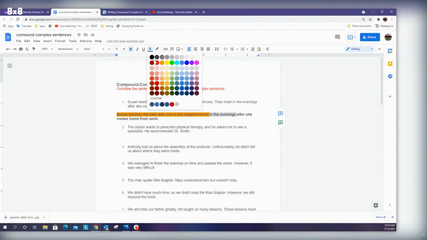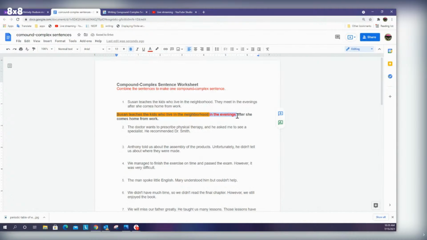Wait a minute, she teaches the kids. Okay, in the evening, okay. In the evenings is dependent, and then after she comes home from work. So after she comes home from work, okay, there we go. What just happened here? She teaches the kids that live in the neighborhood after she comes home from work. She teaches the kids who live in the neighborhood. So after she comes home from work is dependent.